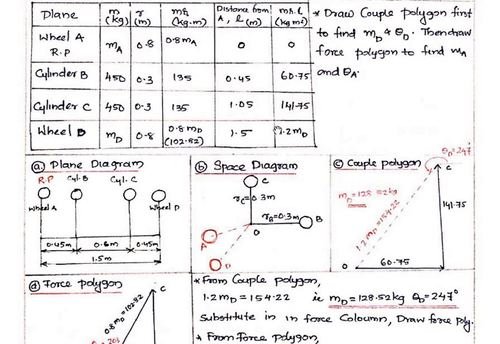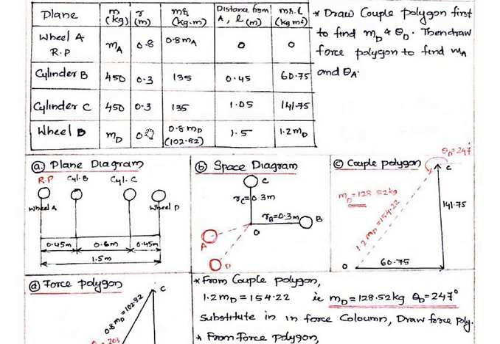And the third side, 1.2 MD, should close the polygon. So just join O to C and measure 1.2 MD. You can measure this in your scale. You will get 154.22 from your scale reading. So you can find MD, you will get 128.52 kilogram, and you can measure the angle of OC, that is 247 degrees. That means MD is 128.52 kilogram at an angle theta D of 247.